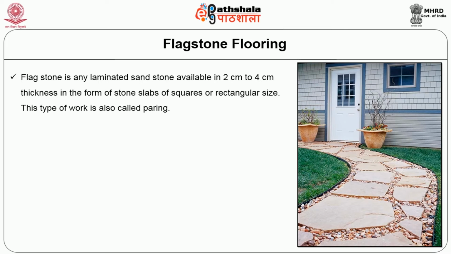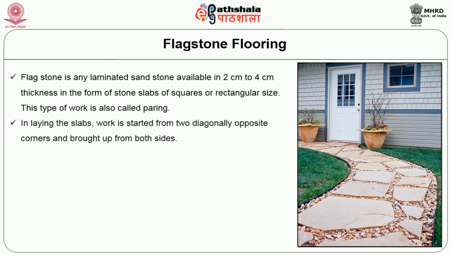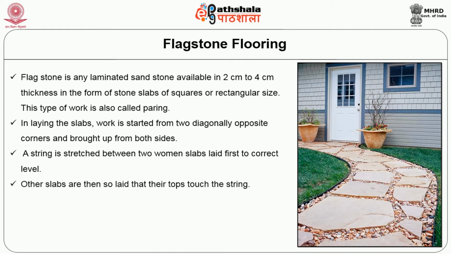This type of work is also called paving. The stone slabs are laid over a 20 to 25 cm thick layer of bed mortar. In laying the slabs, work is started from two diagonally opposite corners and brought up from both sides. A string is stretched between two slabs which have been laid first to correct the level of the slab. Other slabs are then laid so that their tops touch the string.